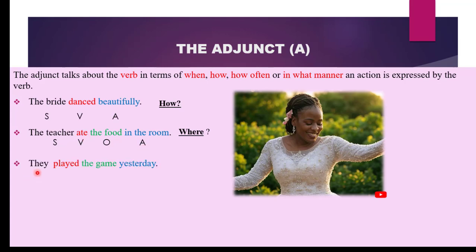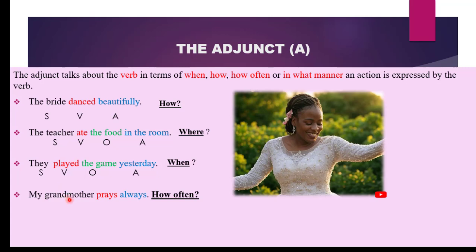In this sentence, they played the game yesterday. Can you guess the adjunct? Here we have a word that is giving us information about when the action was performed. That word becomes our adjunct. Can you guess the word? It is yesterday. So we have they as our subject, played as our verb. What did they play? The game as our object. And when was the game played? It is adding extra information about when the action occurred. We would call yesterday our adjunct.